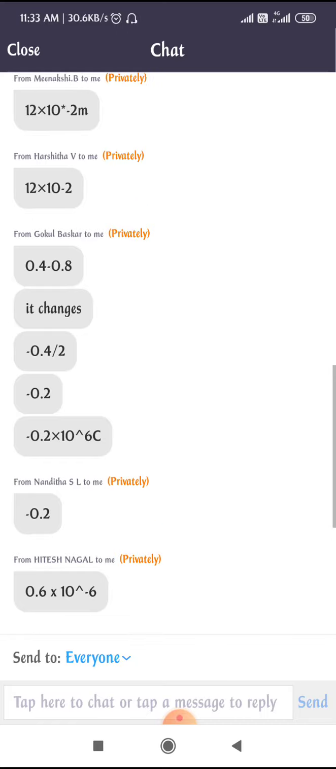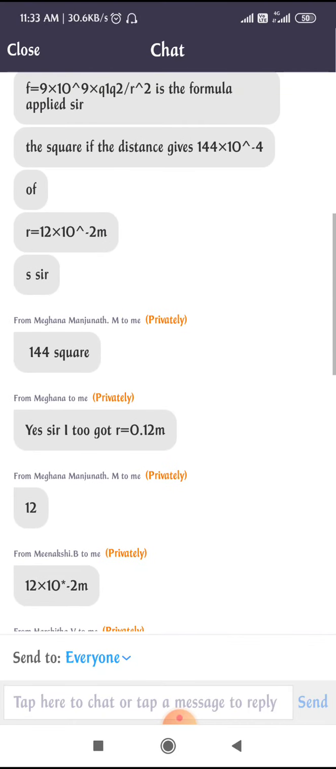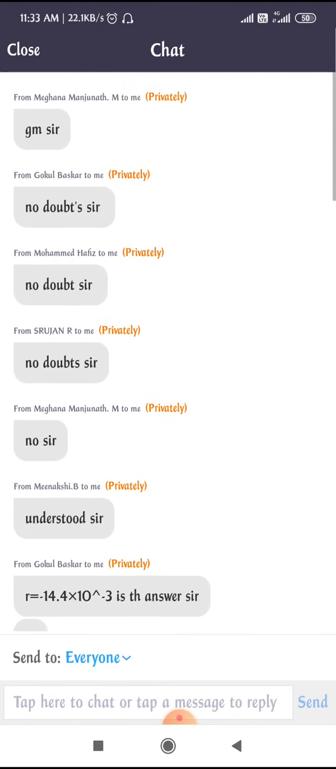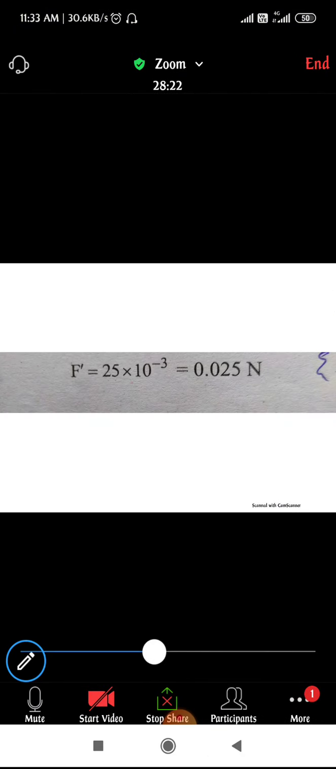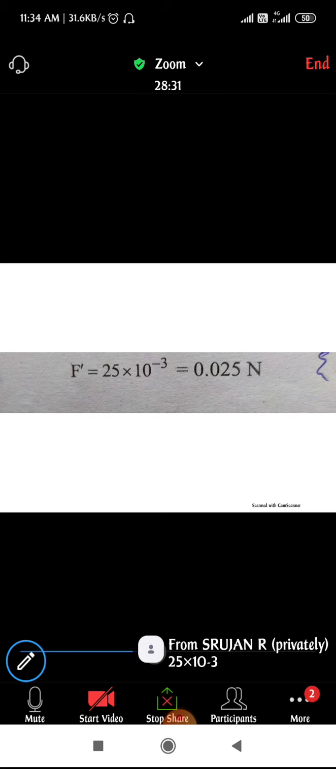Okay, fine, good. What about others? What about Hafiz, Srujan? Okay, Harshita, 25 into 10 to the power of minus 3. Yeah, good, correct. So see, the answer has been displayed. F dash comes out to be 25 into 10 to the power of minus 3. Yeah, good. Okay, so 25 into 10 to the power of minus 3 can be written as 0.025 Newton. So this is the answer of F dash.